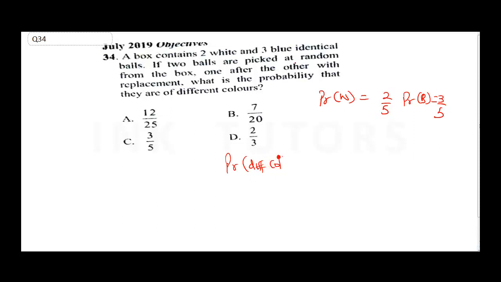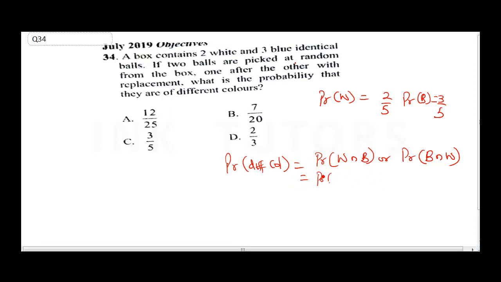It's either we pick a white ball first and then a blue ball second, or we pick a blue ball first and then a white ball second. So you pick either white first and blue second, or blue first and white second. Now, what this means is we will now solve this. The probability of white is going to be, when you have an intersection, you multiply.